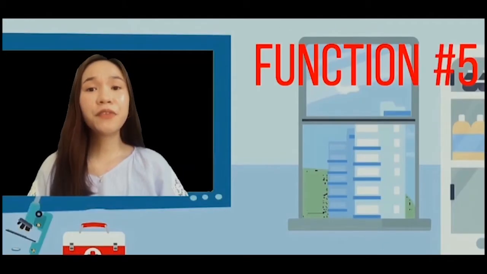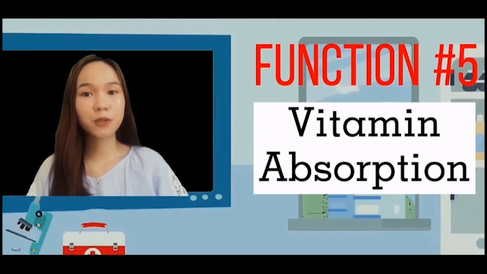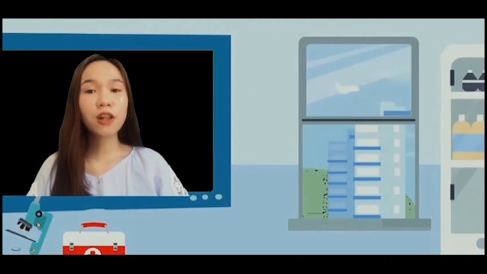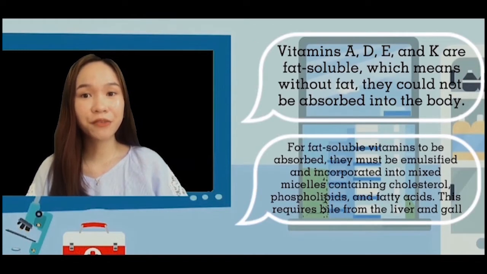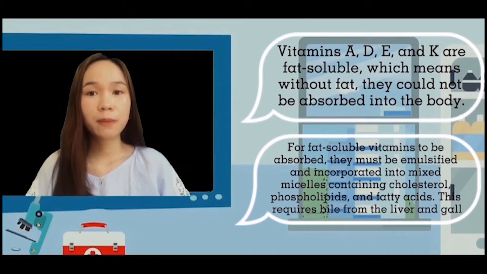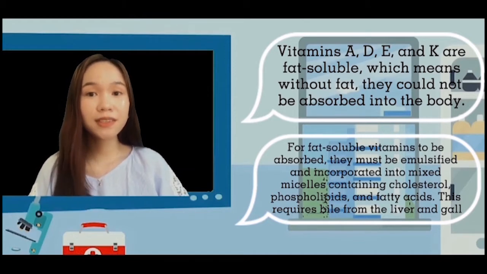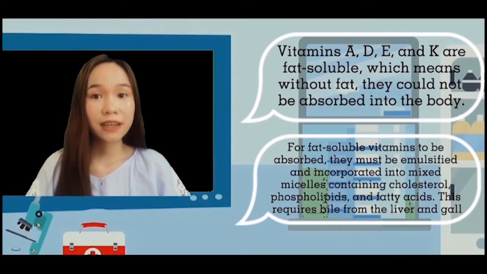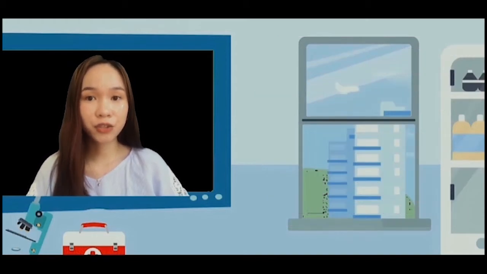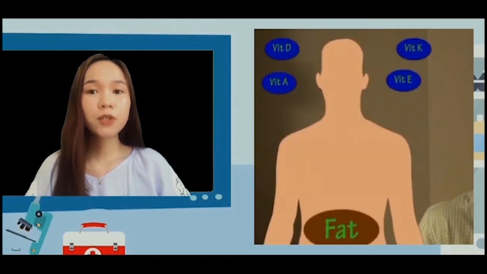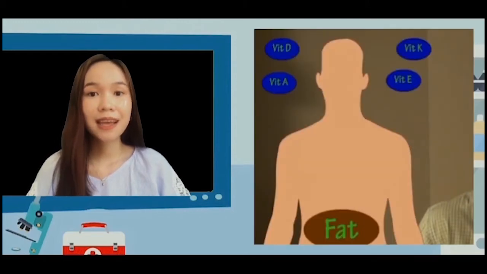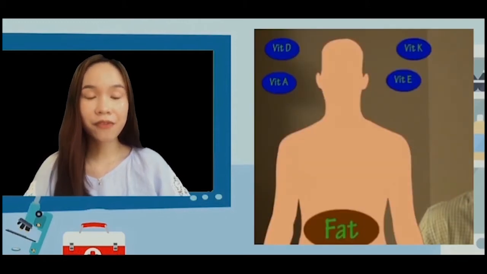The fifth function of fat is vitamin absorption. Fat-soluble vitamins are dissolved in fats. They are absorbed by fat globules that travel through the small intestines and are distributed through the body in the bloodstream. The body absorbs these vitamins as it does dietary fats.